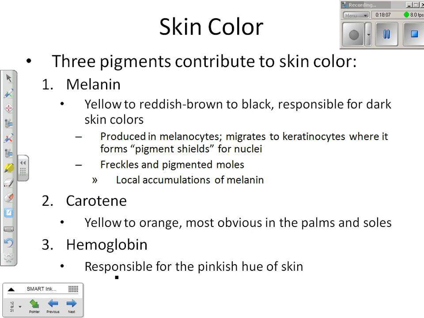Second thing, keratin. This can actually give you a yellow to orange hue, most obviously in the palms of your hands and the soles of your feet, and that's usually from nutrition. If you want to see the effects of keratin, eat lots of carrots. Keratin is found abundantly in carrots, and if you eat too many carrots, you can actually turn orange.